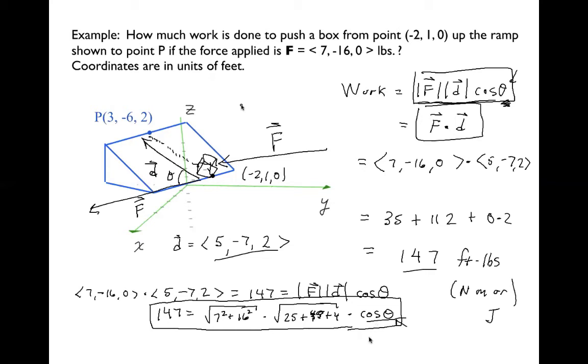Wait, is that 25 plus 49 plus 4? Yeah, so I'm doing the magnitude of this vector. Oh, okay, okay. Magnitude of D.